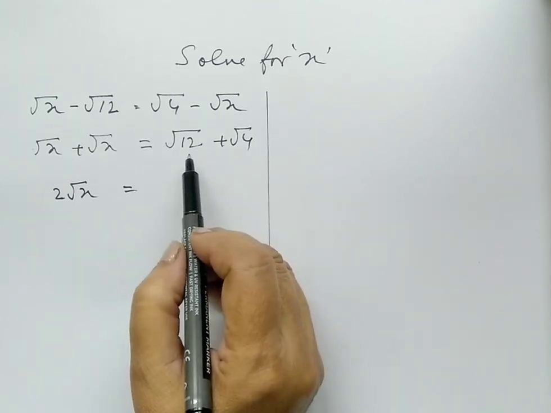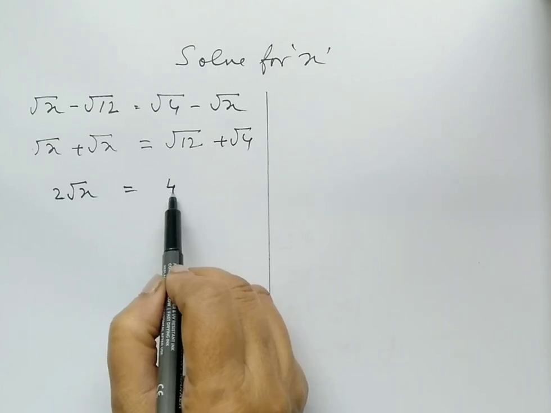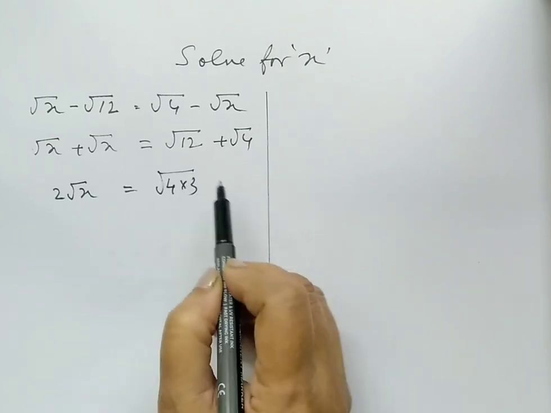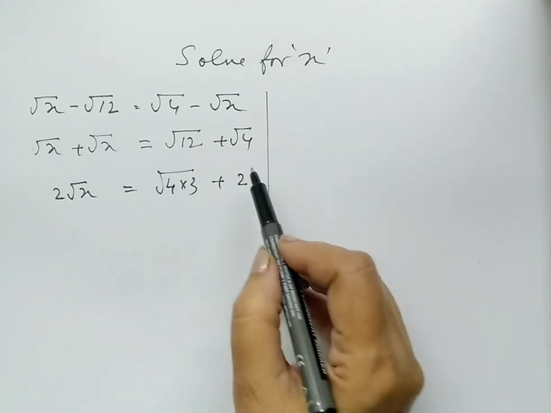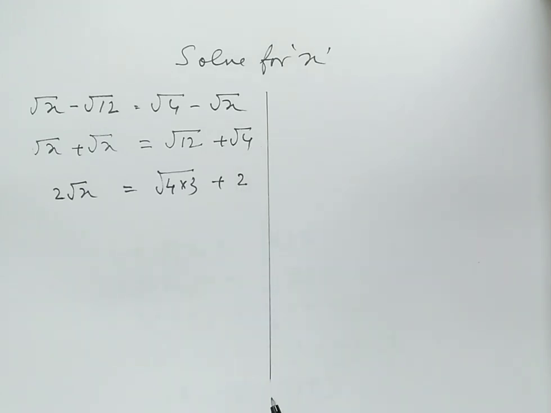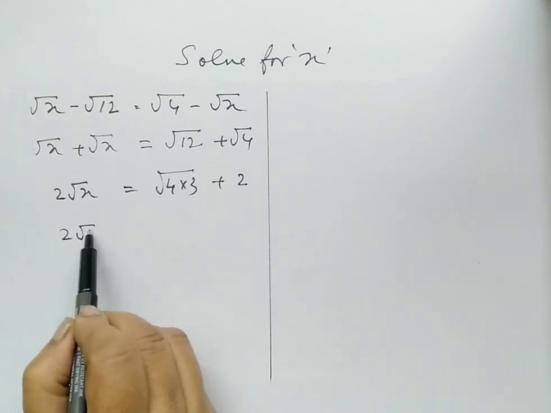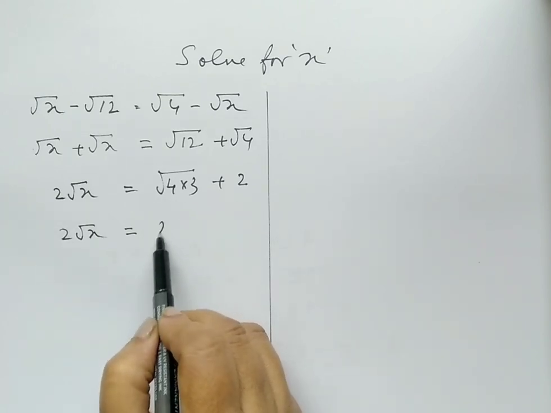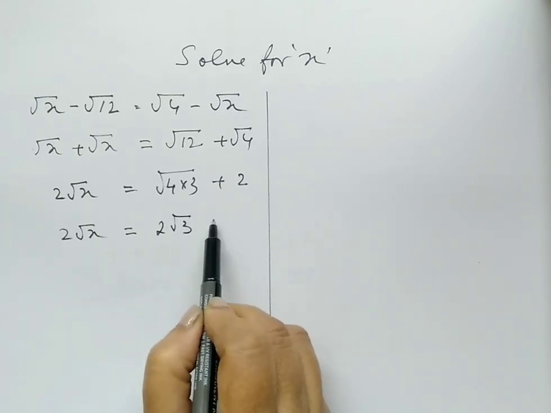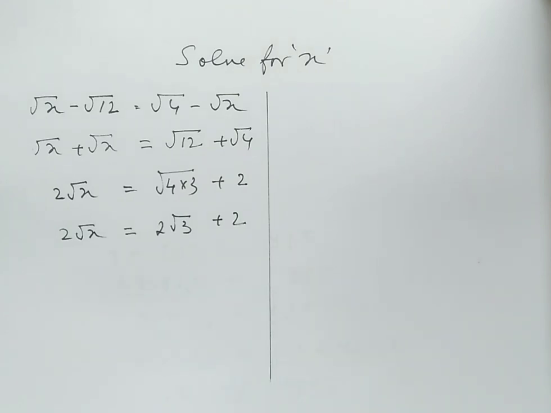What about this? We know that this is 4 into 3, correct? And here for this we know that the answer is 2 for root 4 after we square root it. 2 root x, let's copy it the way it is. 4 comes out as 2. Alright, and we have 2 already there.